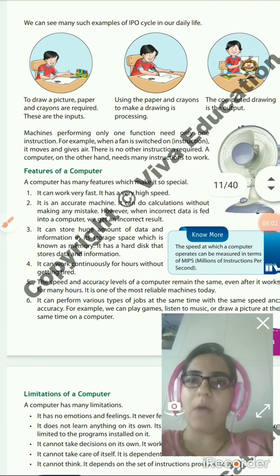Okay, for now, we are studying the features of a computer. The limitations we will continue in the next chapter.